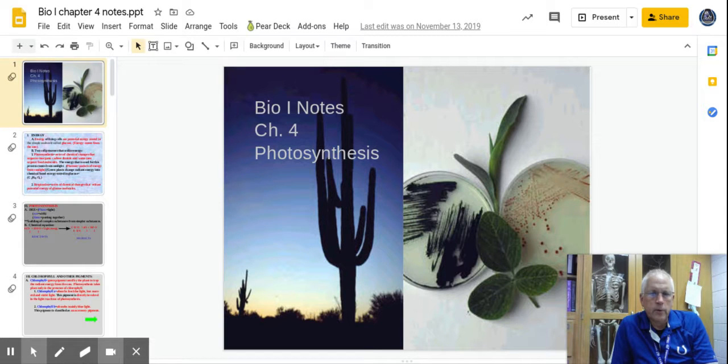So we're going to start with photosynthesis, which is one of the most important processes that you'll learn in biology. Without photosynthesis, none of us are here. Plants can survive without us. We certainly cannot live without them. They not only give you all the food that we eat, they also give us all the oxygen that we breathe every single day.